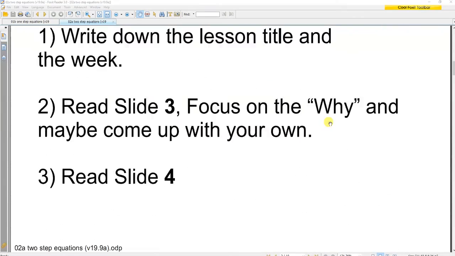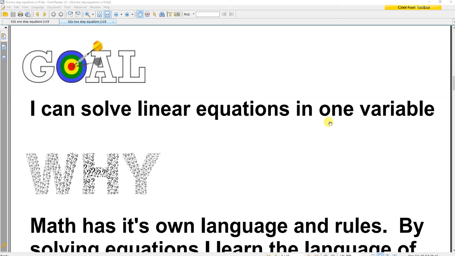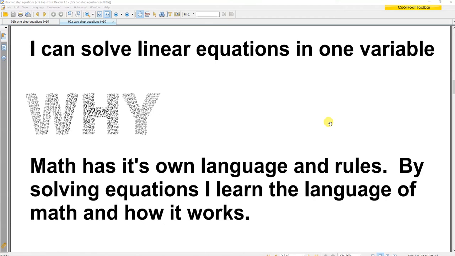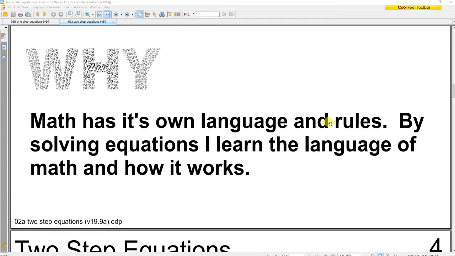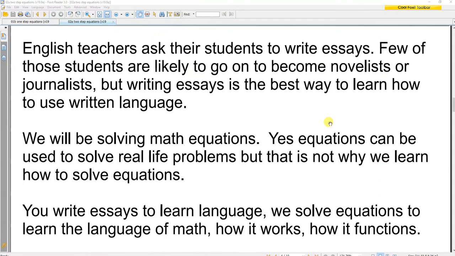All right. Learning goal: I can solve linear equations in one variable. Why? Math has its own language and rules. By solving equations, I learn the language of math and how it works. Actually, I read this to you yesterday. I'm not going to read it again. But we're doing this to really learn how to speak in the math language and the rules for math.